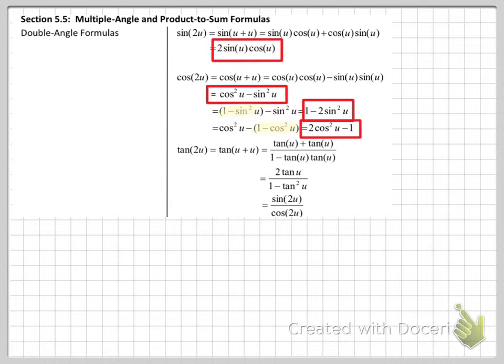So as we go through problems, we'll make smart decisions about which one we want to choose. If you're doing a proof and everything's in terms of sine, then you'd probably want to use the one that has only sines in it, etc.